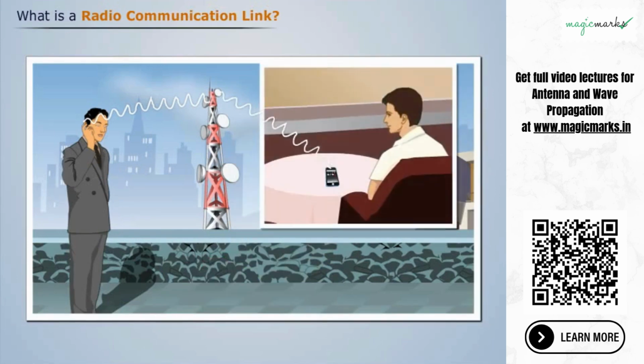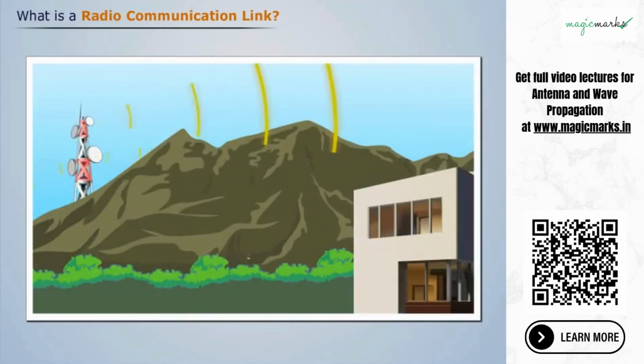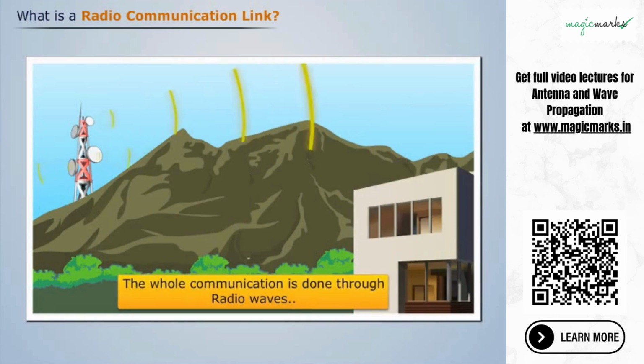First person will call another person and say hello. When his friend picks up the phone call, he will hear the voice of first person. This transmission and reception of information is carried out by mobile phones, and the whole communication is done through radio waves.